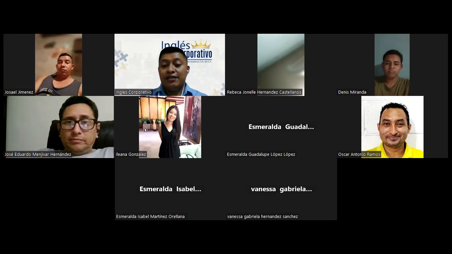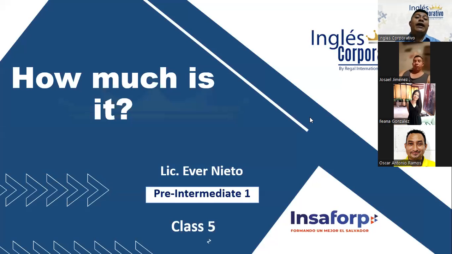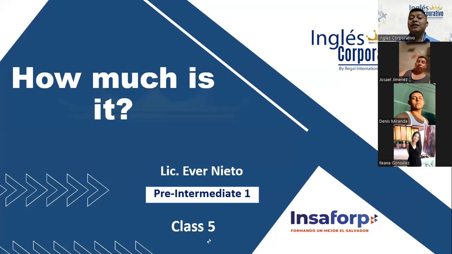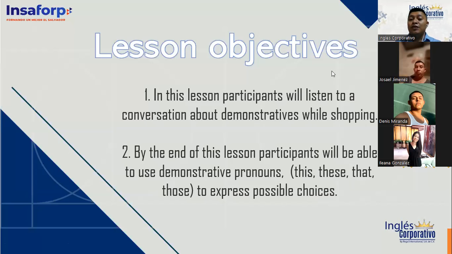So how much is this? Okay, how much is it? So welcome to the class number 5. How much is it? What is the meaning of this question? ¿Cuánto cuesta? Okay, excellent. So let's start with the lesson objectives for tonight. We have two objectives. In this lesson, participants will listen to a conversation about demonstratives while shopping. By the end of the lesson, participants will be able to use demonstrative pronouns this, that, and those to express possible choices. Those are the goals for tonight.